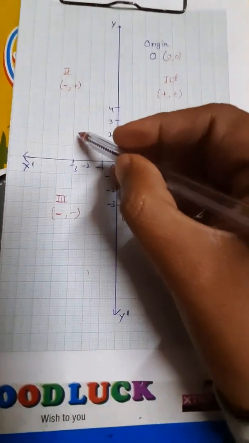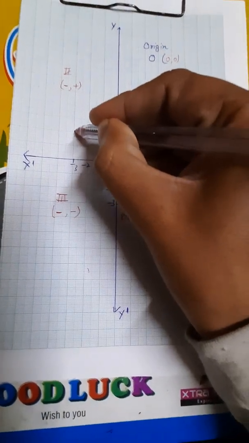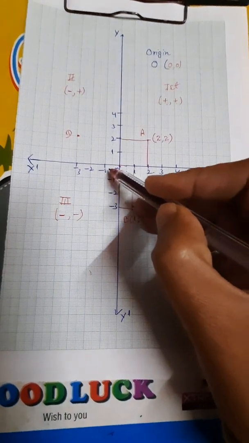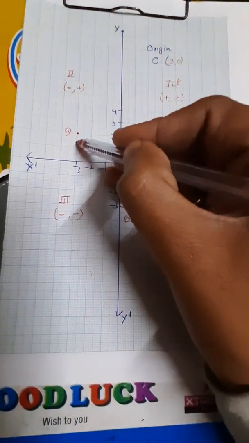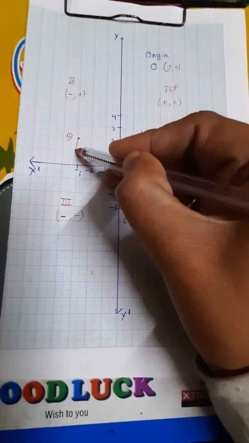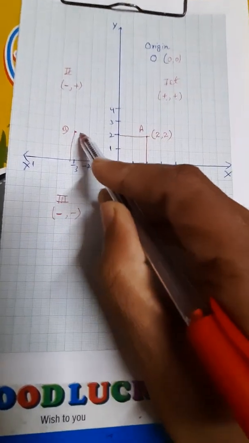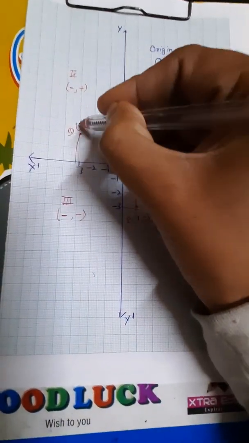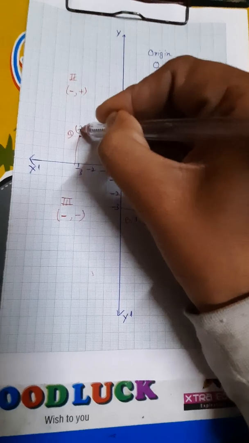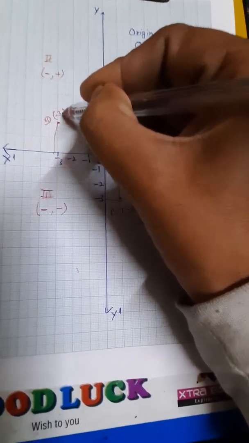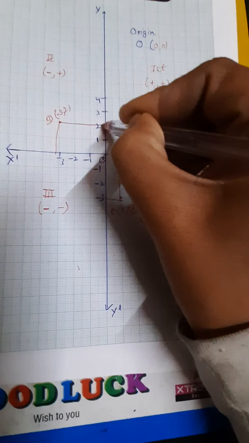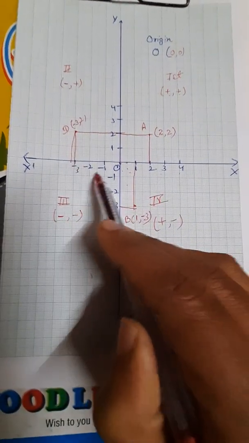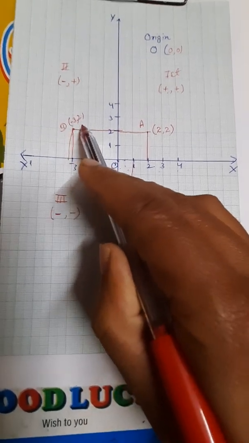Now what will this point represent? This point is D. Now see, 0, -1, -2, -3. The value of x is -3 and what is the value of y? See, 2. So this point represents (-3, 2). It means the value of x is -3, on the negative side, and the value of y is 2.